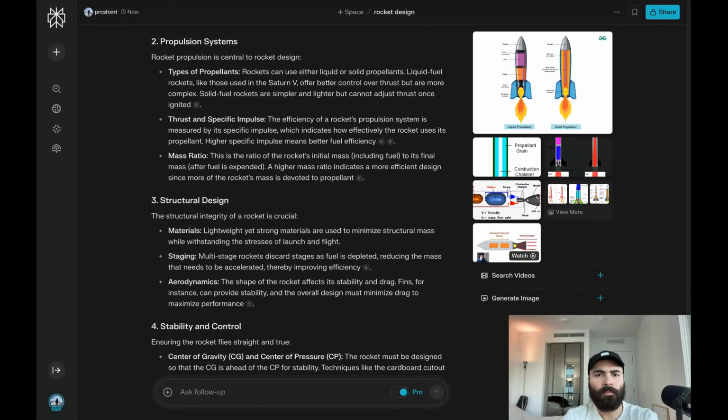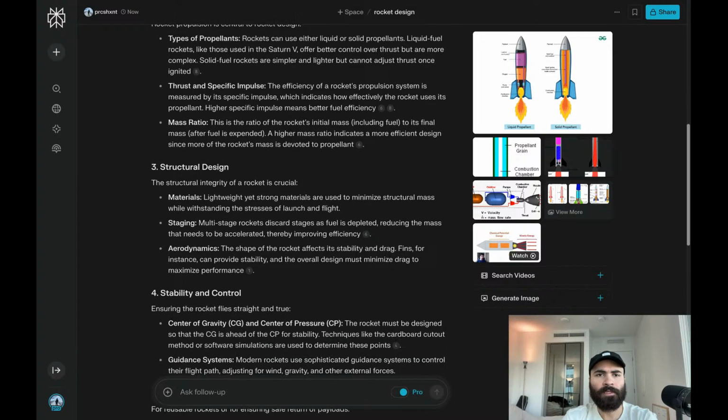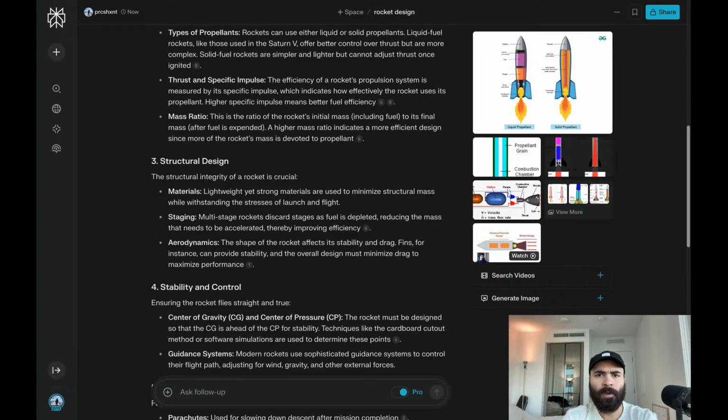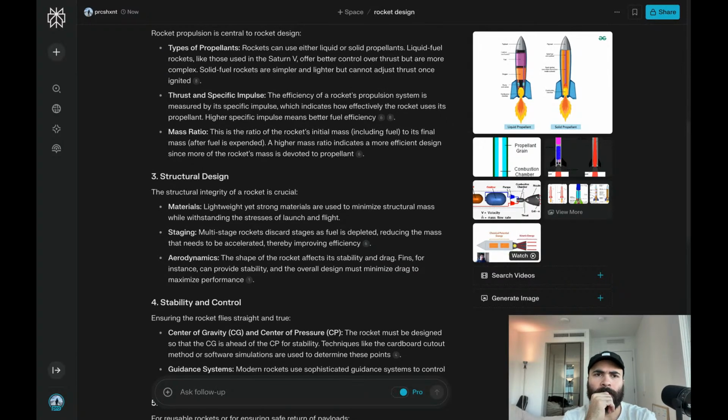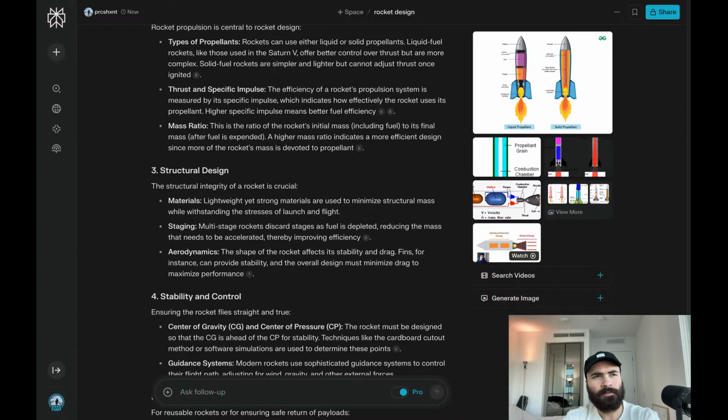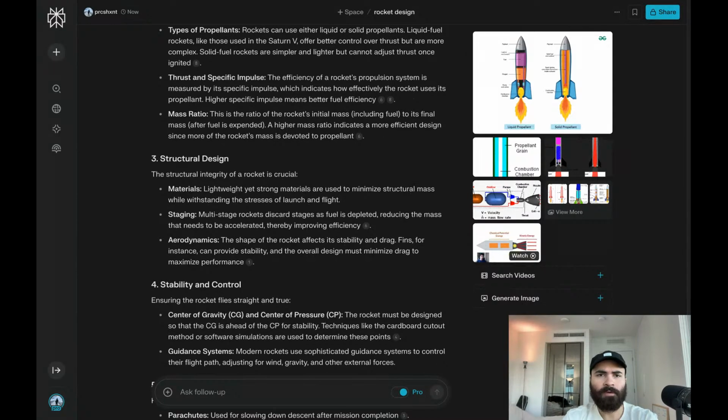Propulsion. Types of propellants: rockets can use either liquid or solid propellants. What would be a solid propellant? Liquid fuel rockets, like those used in Saturn V, offer better control over thrust but are more complex. Solid fuel rockets are simpler and lighter but cannot adjust thrust once ignited.